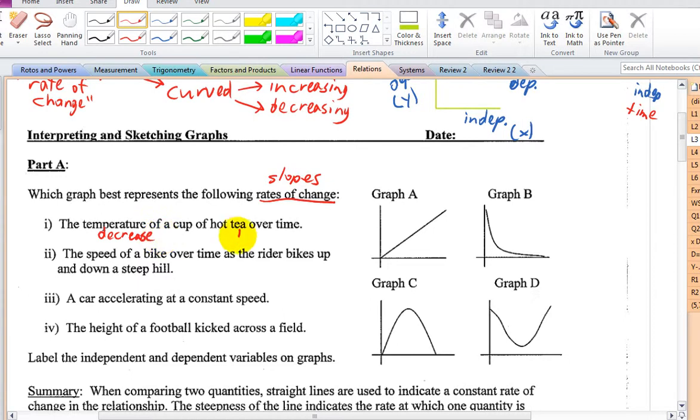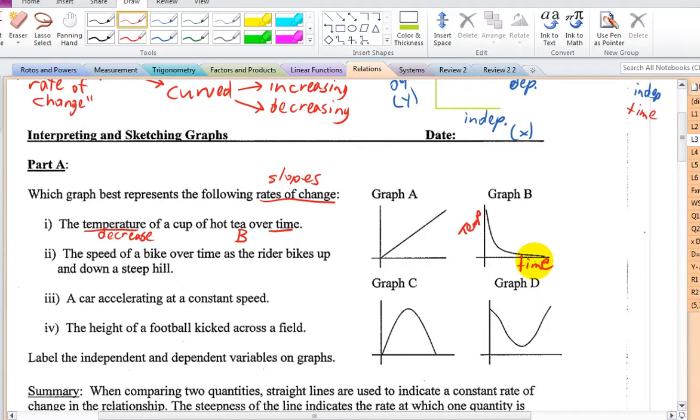B. Okay. So what's your independent and what's your dependent? Temperature and time. Which ones? Does time depend on the temperature? No. Temperature depends on the time. So this would be your temperature and this would be your time. Okay. Temperature depends on time.